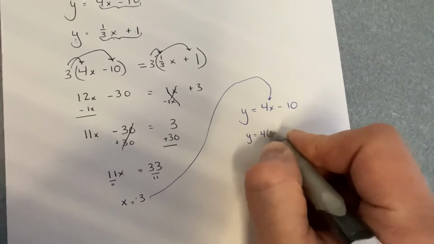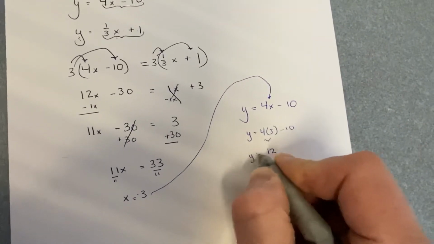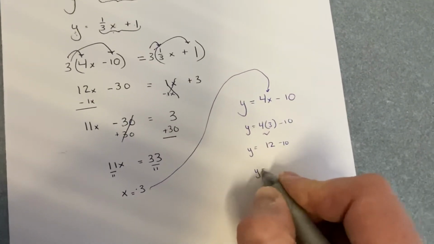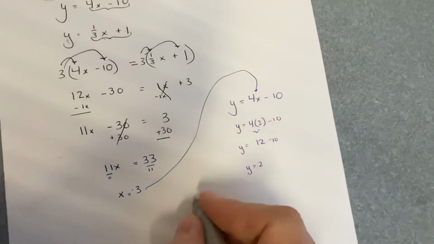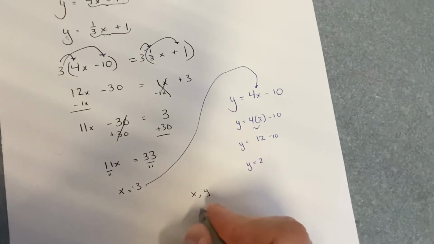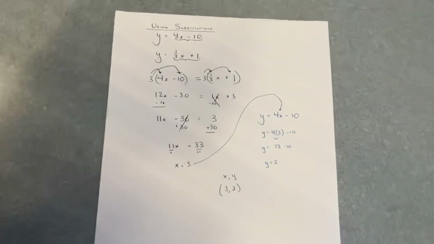It's going to be 4 times 3 minus 10. 4 times 3 is 12. And when we subtract 10, we get y is equal to 2. So our answer to this, our ordered pair, is going to be (3, 2). That's substitution.